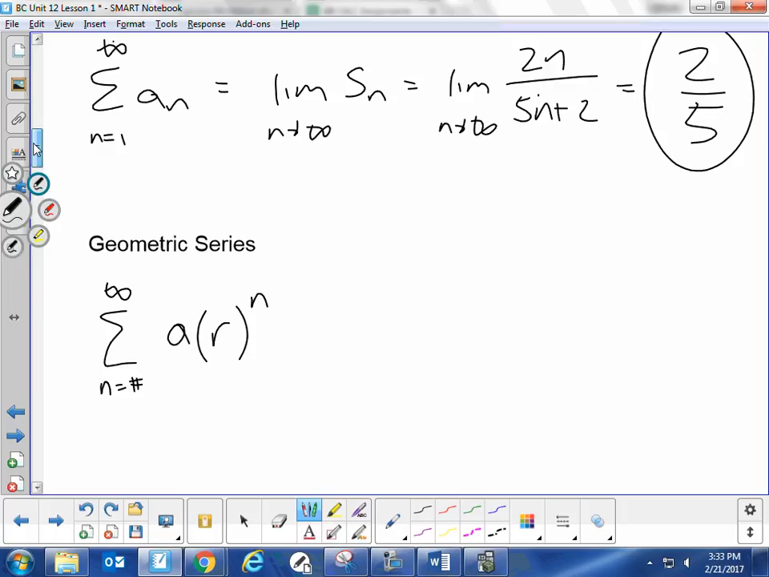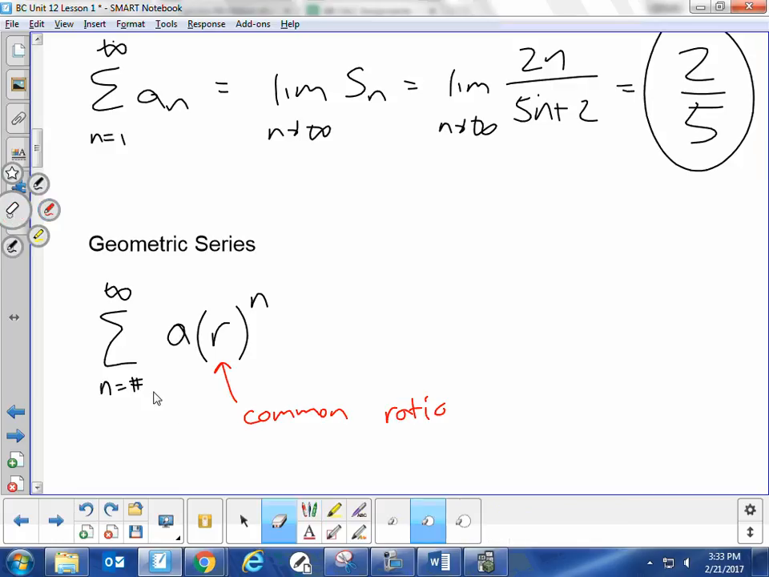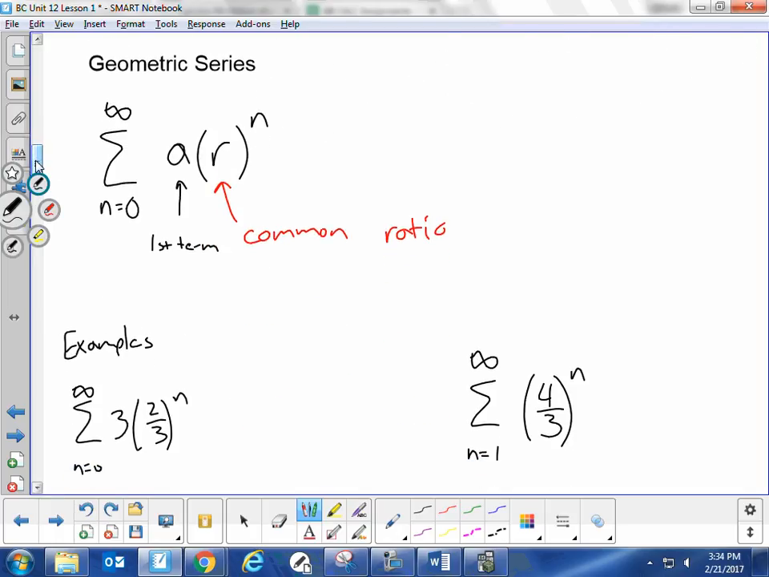A geometric series is denoted by its common ratio and its first term. The common ratio would be the r, the value that is being taken to the nth power. Typically, n starts at 0, which would mean a would be the first term. But it won't always start at 0, and I'll show you a way around it.